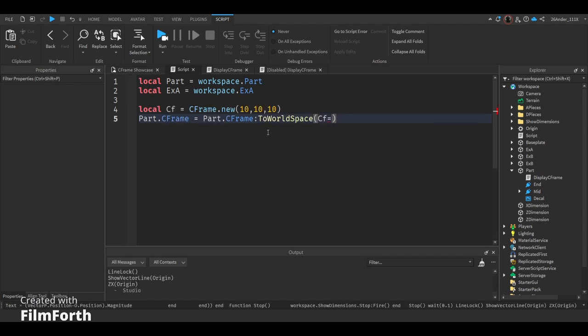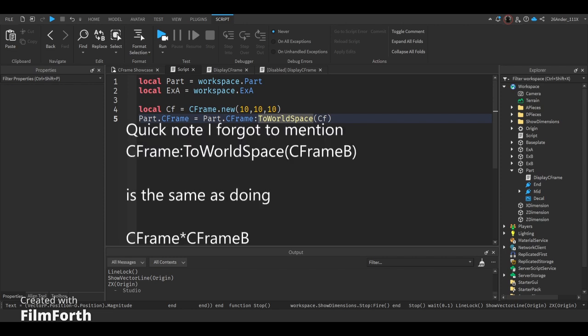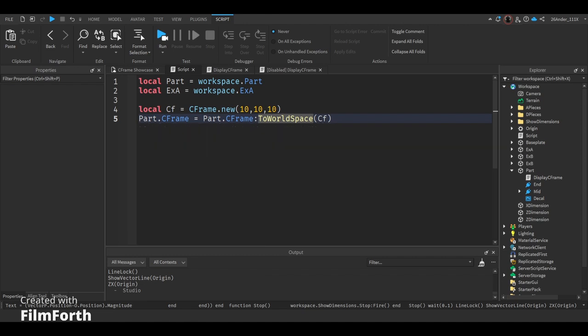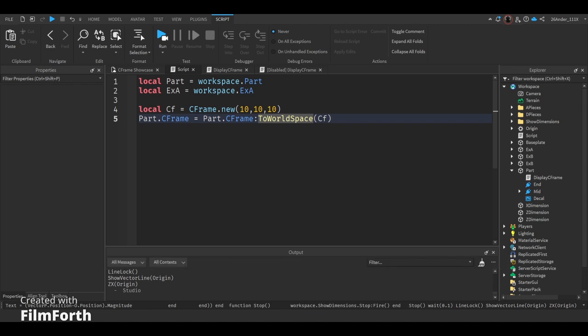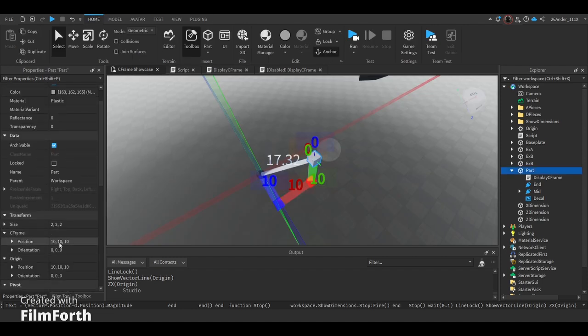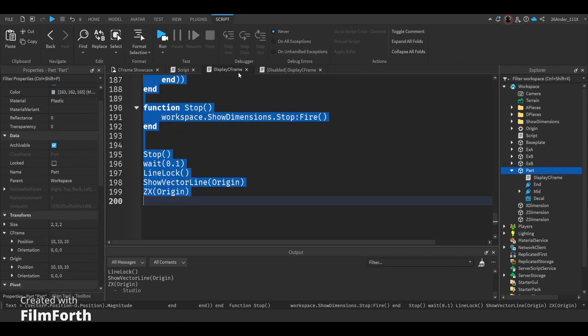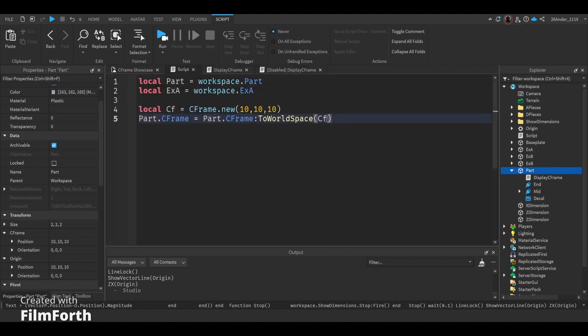Alright, time to explain how some common CFrame methods work. First up, ToWorldSpace. I used this in the rotation explanation. The documentation explanation is: returns a CFrame object transformed from object space to world space. My definition is adding whatever CFrame this is, which is currently 10, 10, 10 position and 0, 0, 0 orientation, with the components of this CFrame, which is the position of 10, 10, 10.